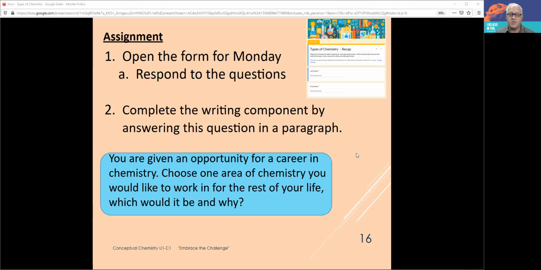You're given an opportunity for a career in chemistry. Choose one area of chemistry you would like to work in for the rest of your life. Which one would it be and why? And this will be your first writing assignment for this semester.